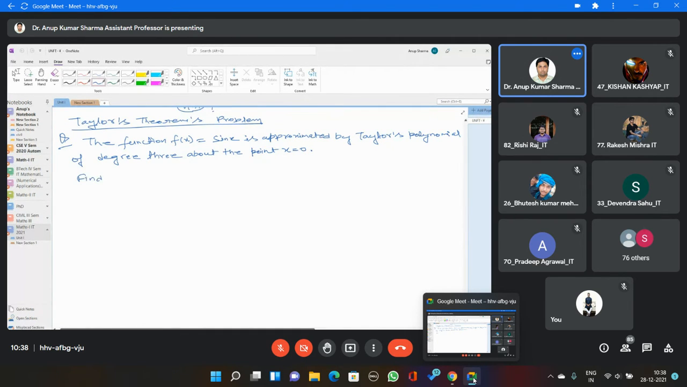Question is that, find c such that the error satisfies this modulus value R3(x), okay, we have seen in the Taylor's expansion, is less than or equal to 0.001 for all x in the interval 0 to c.